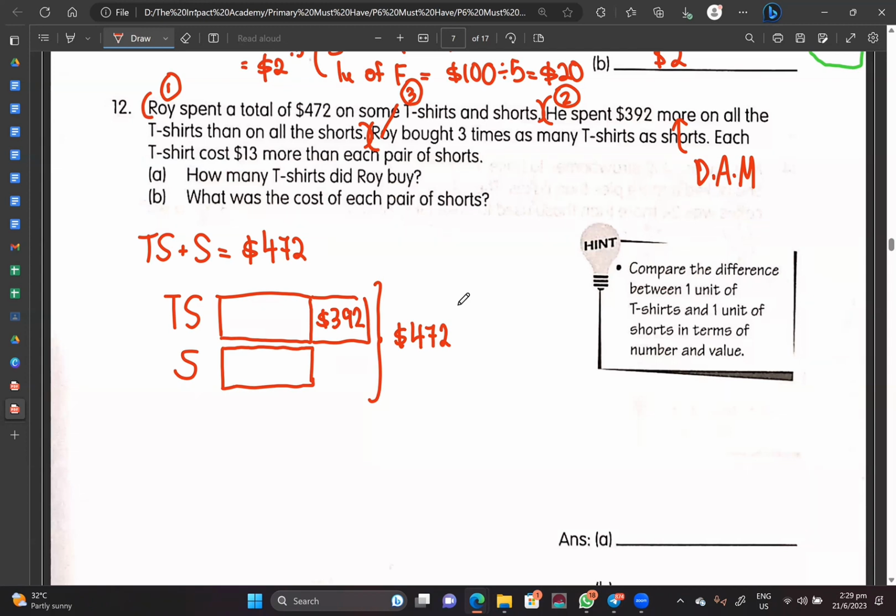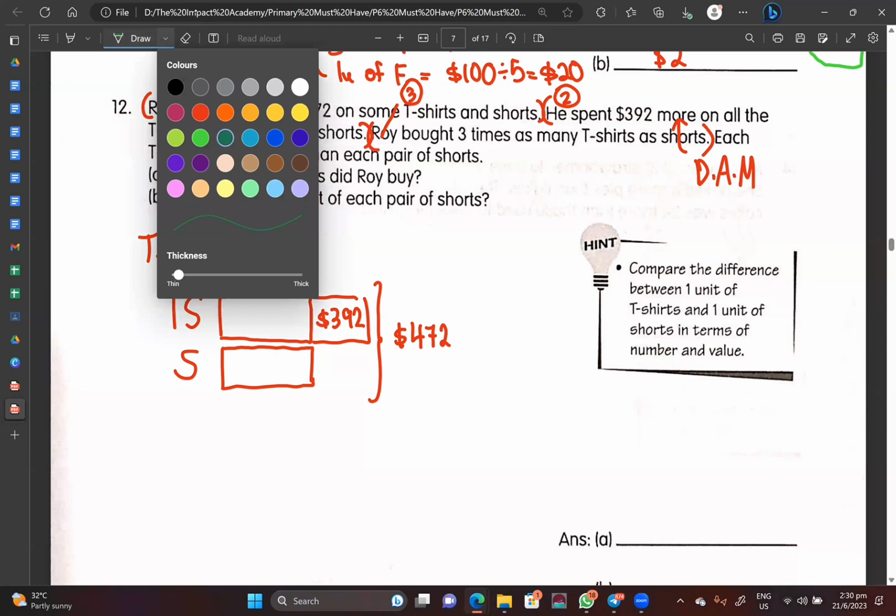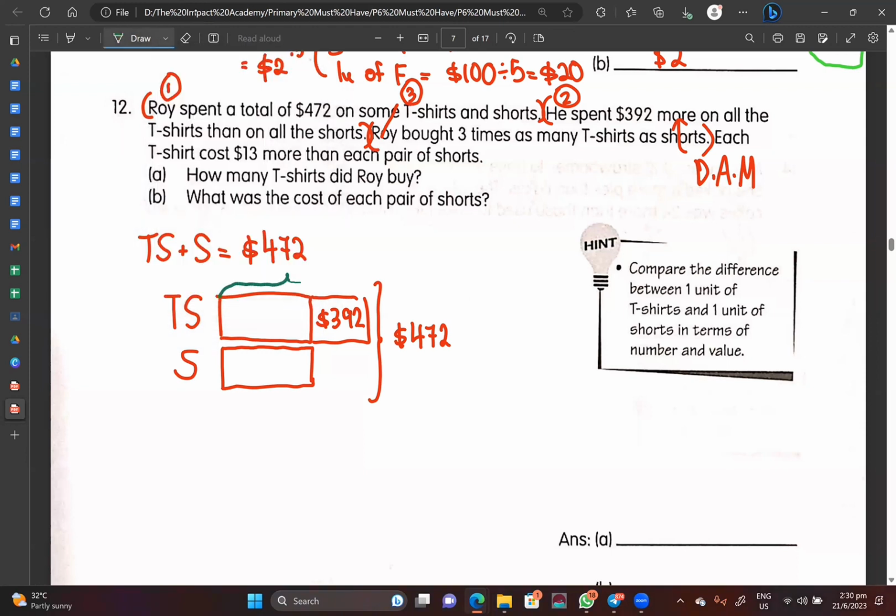Roy bought 3 times as many t-shirts as shorts, which means to say t-shirt is how many units? 3 units. So whatever that is over here is actually 3 units. Can you all see that this 3 units is what I call my "how many"? This is the quantity. But the model that I've drawn is for the value, how much. You understand what I'm saying? You can tell me, Teacher Joseph, isn't this very similar to number times value? I would say yes, but we are going to use big difference, small difference to help us find it.